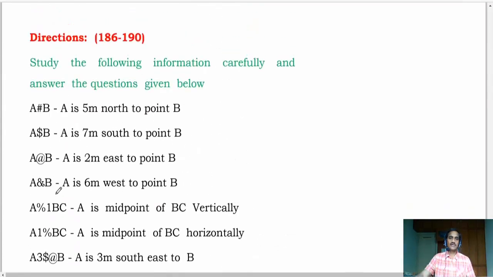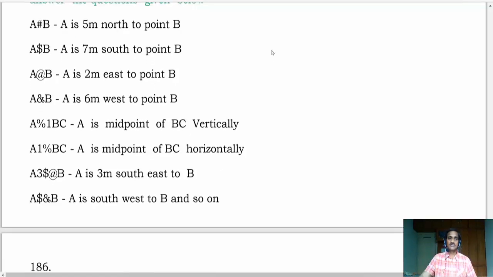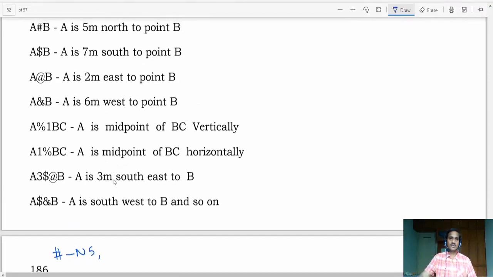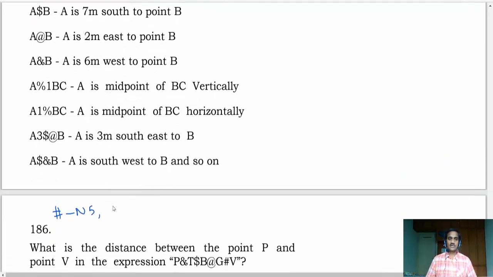186 to 190. Now it is based on what? It is based on directions. Hash stands for what? Hash stands for east. Hash stands for north. Fine. Hash is what? Hash is north. And the distance is how much? 5. And next one. Dollar is 7 south. Dollar stands for what? 7 and south.